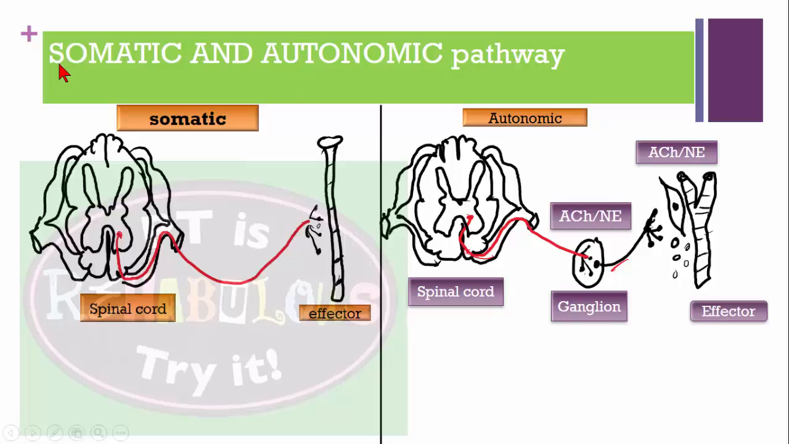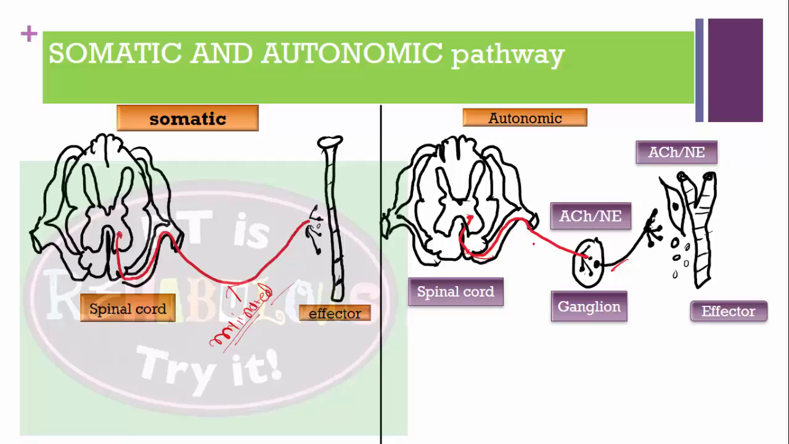Now we are going to see the somatic and autonomic nervous system pathway difference. So this is your somatic nervous system and this is your autonomic nervous system. For the somatic division, the cell bodies of motor neurons reside within the CNS, meaning spinal cord and brain. Their axons are sheathed in spinal nerves and extend all the way to the skeletal muscle. Here we can draw myelinated receptors.